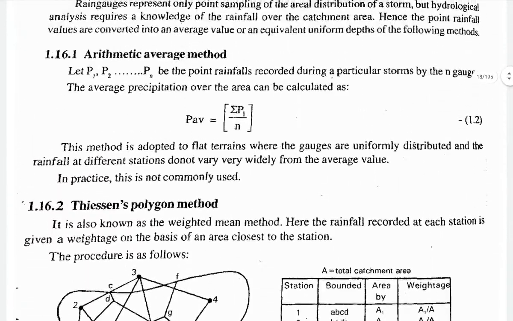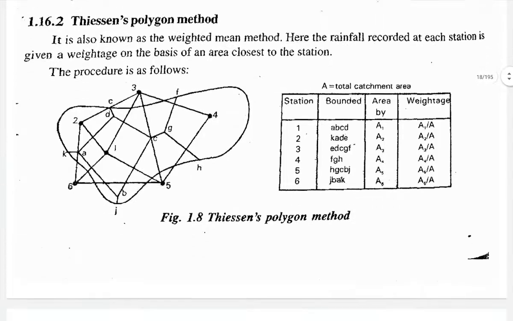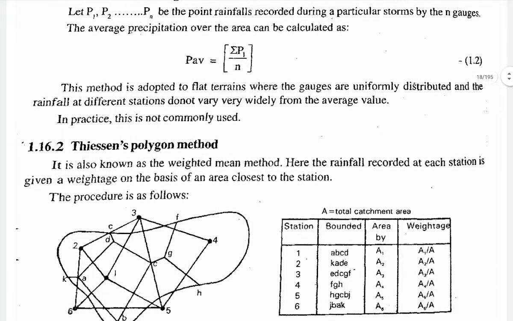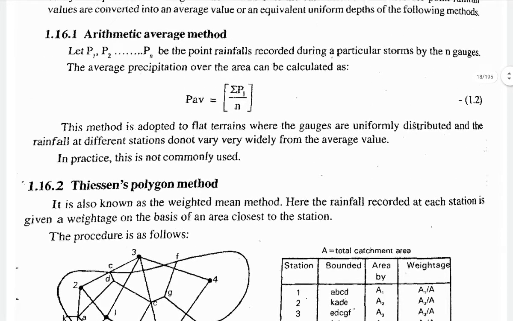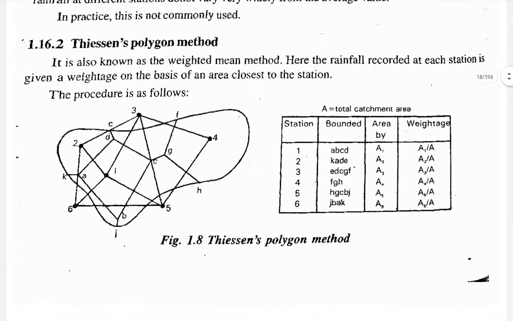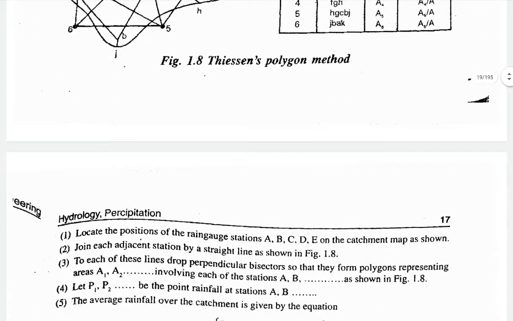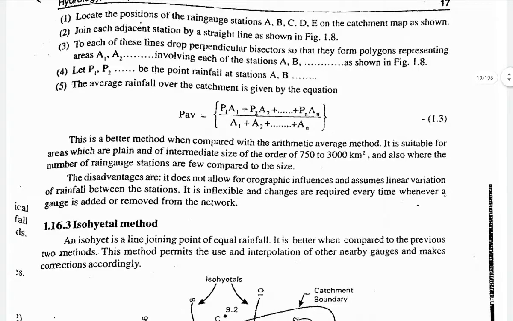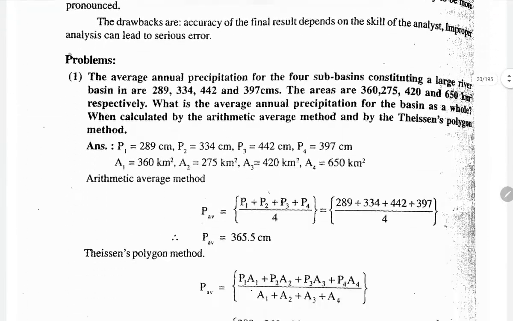Okay, but this arithmetic average method and Thiessen polygon method are quite okay, but the arithmetic method is used only for flat terrains. Whereas the Thiessen polygon method can be used everywhere, but there is an area restriction of around 500 to 5000 kilometers square. Okay, so we'll solve one problem on this one.